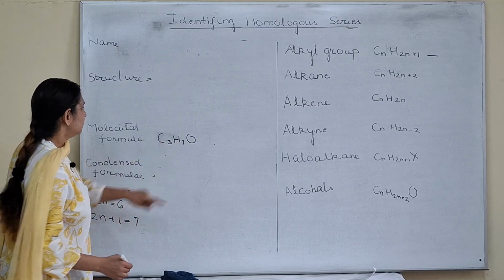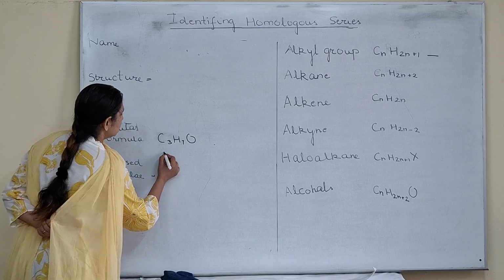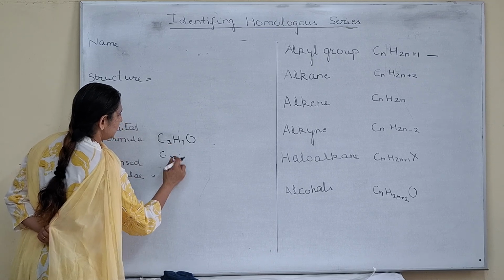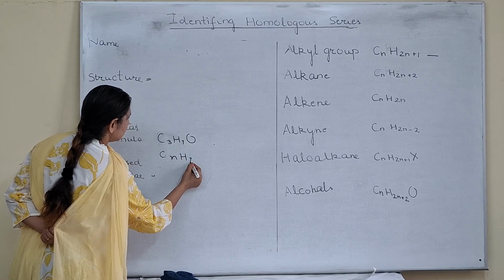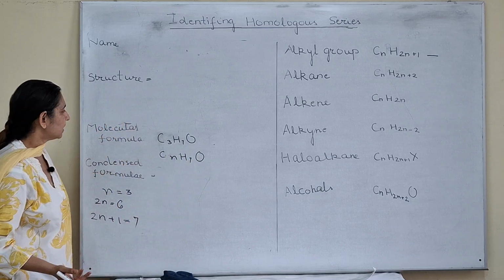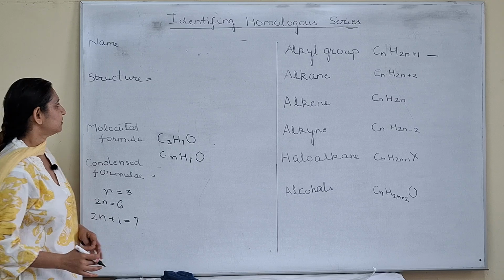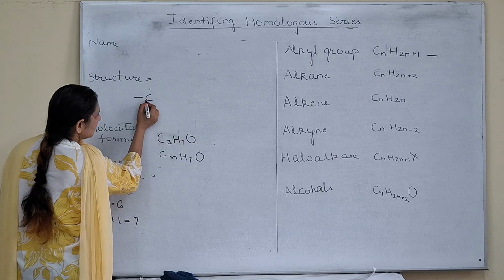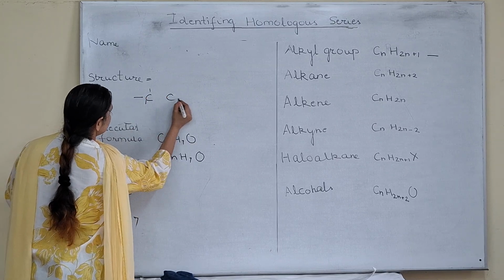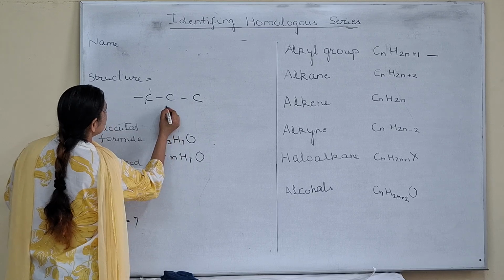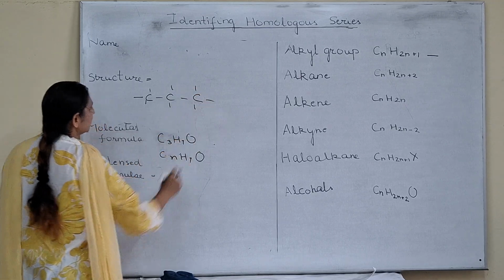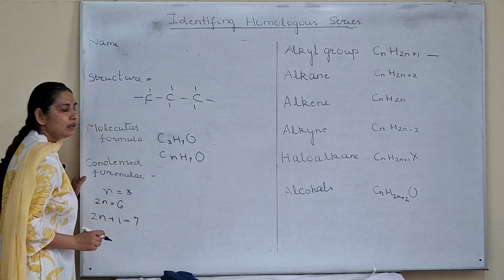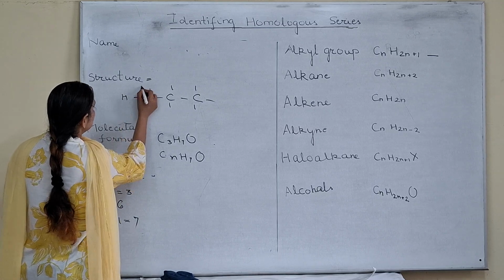So basically this converts into CnH7 and O. Let's make a structure. We have to make C3, with bonds between them, 4 bonds for each carbon atom, because valency is 4. Then you should have 7 hydrogens. So let's start putting them.